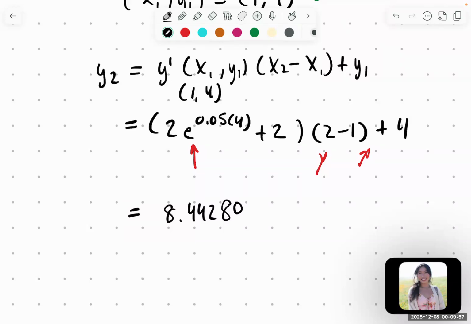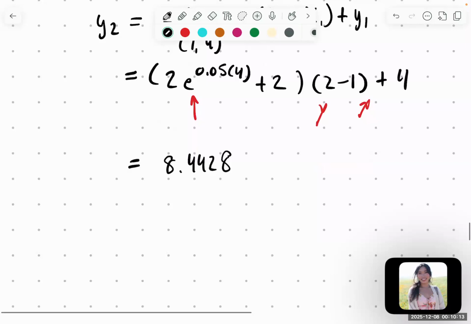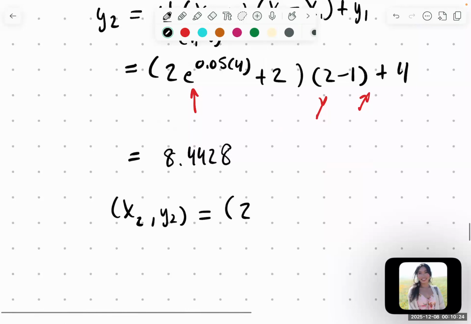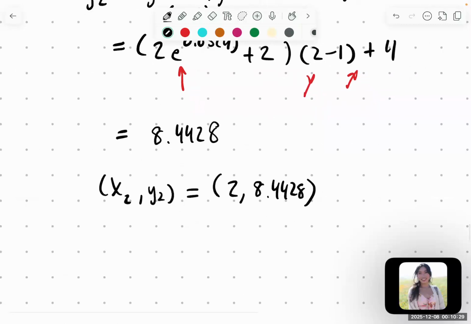There are other numbers, but when you're doing a problem, it should tell you how much to round to. Okay, 4 decimal places for this. And now we found our x2, y2, which is equal to 2, 8.4428. When you get more decimals, that's better, because it's a better approximation, so you're on the right track.